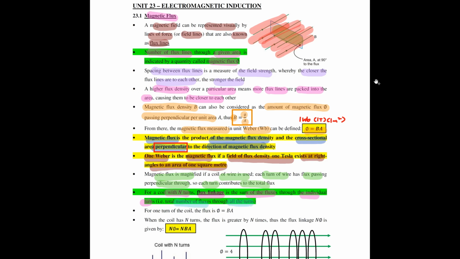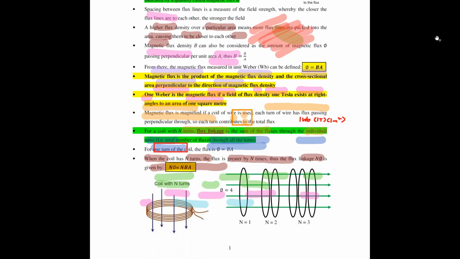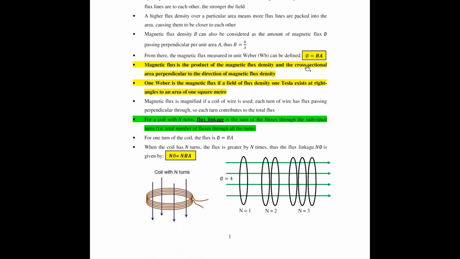So right now, if you have 1 turn of your coil, your flux is really just phi equals BA. But when your coil has n turns, many turns, the flux will be greater by n times. So your flux linkage N phi equals NBA. All right. You're basically multiplying the flux that you have in 1 turn with the number of turns that you have. That's why it's N phi here.